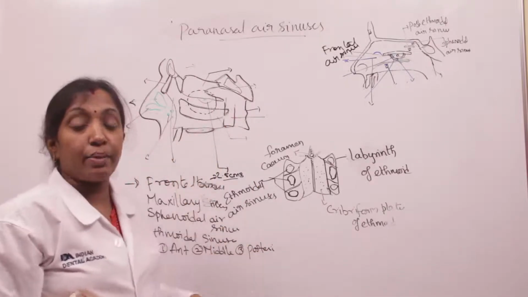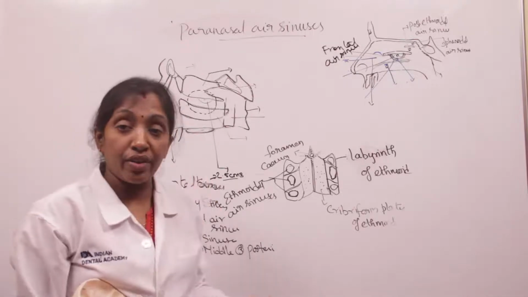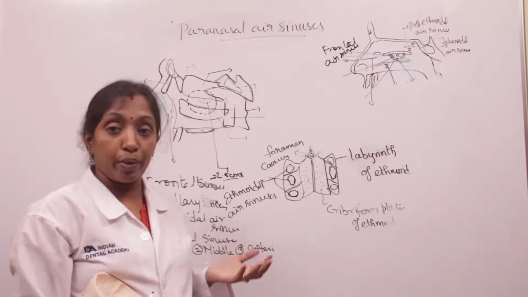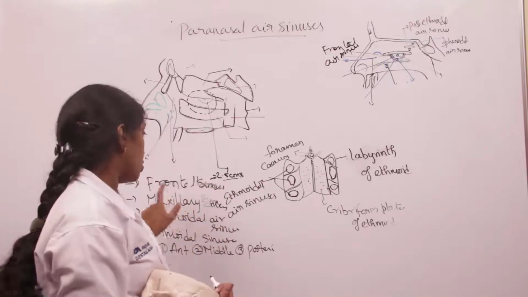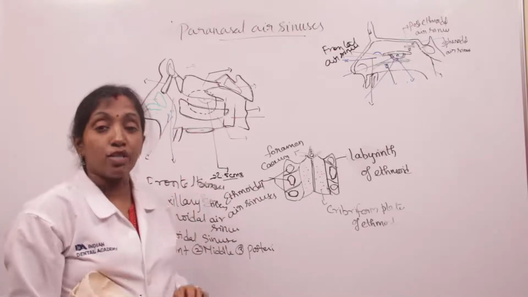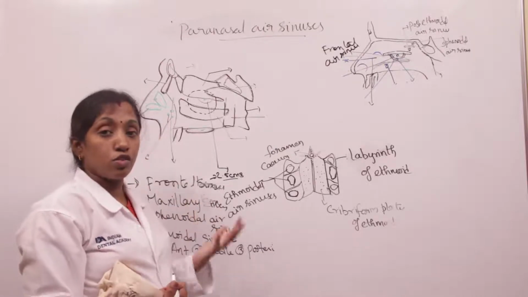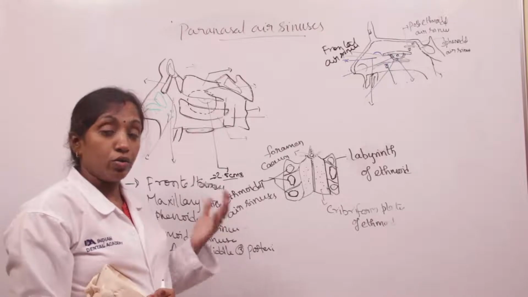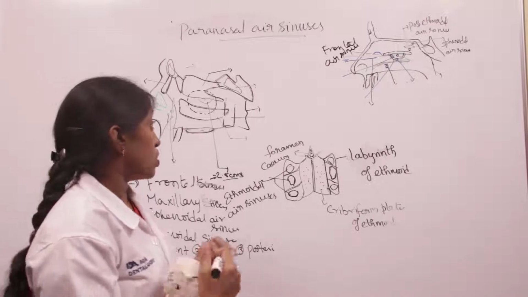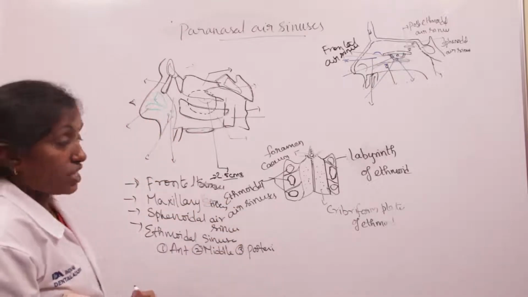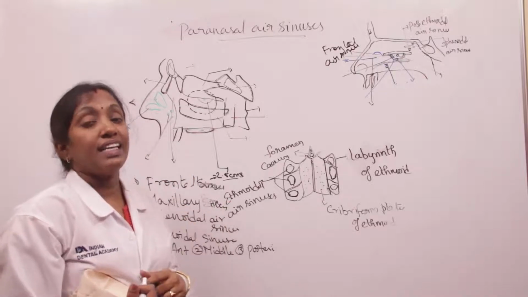This air sinus is supplied by the supraorbital nerve, and it is also supplied by the supraorbital artery. The veins drain into the supraorbital vein and superior ophthalmic veins, and the lymphatics drain into the submandibular group of lymph nodes. Okay, so that's about the frontal air sinus. The frontal air sinus is present beneath the frontal bone, deep to the superciliary arches.